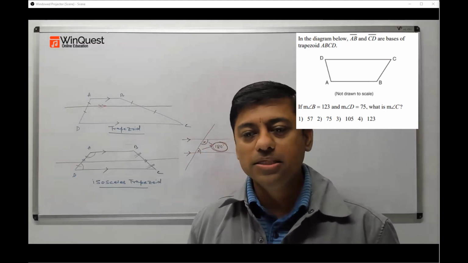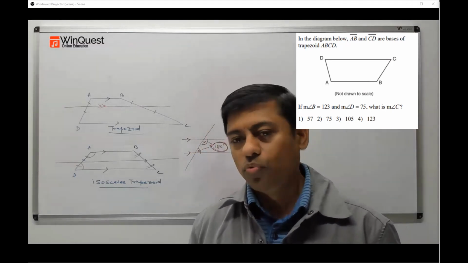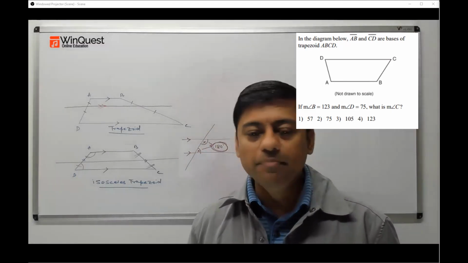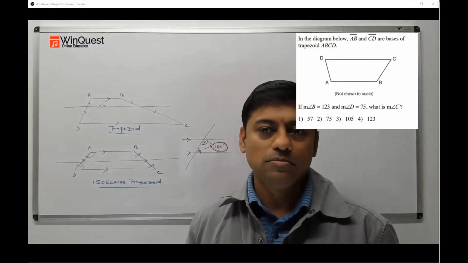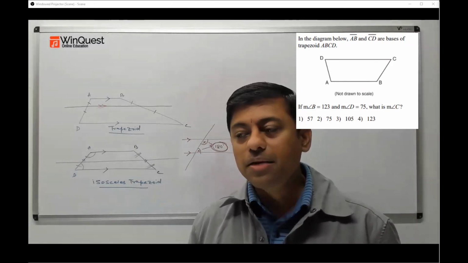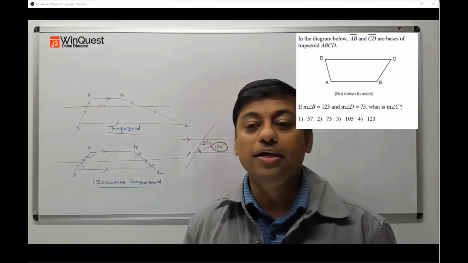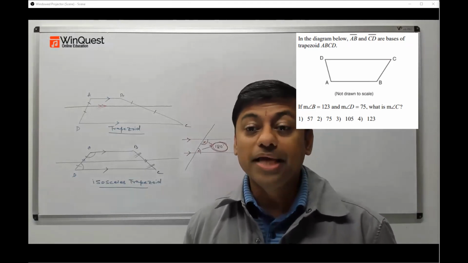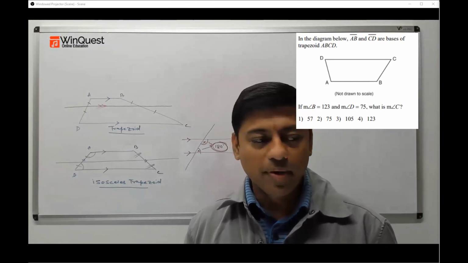Angle D plus angle C is equal to 180 degree. Can we say that? No. Why no? Because AD and BC are not parallel. But angle C plus angle B can be together 180 degree. Why? Because AB and BC are parallel. Am I making sense?